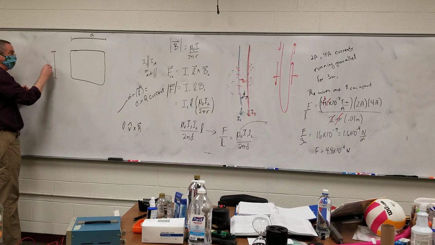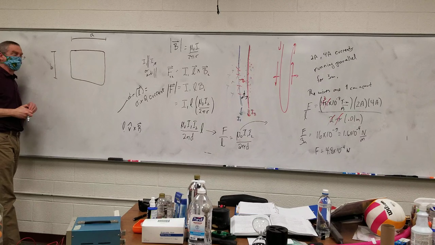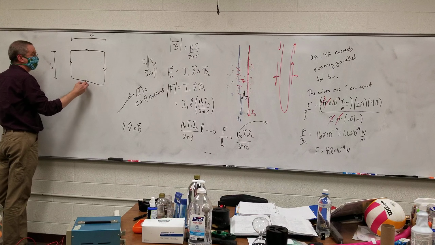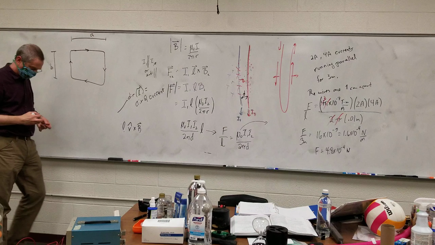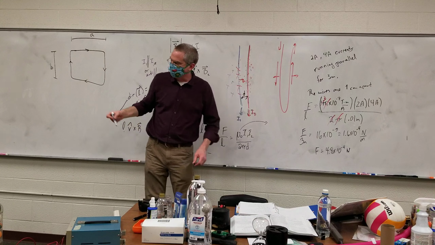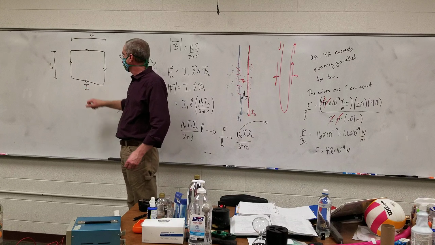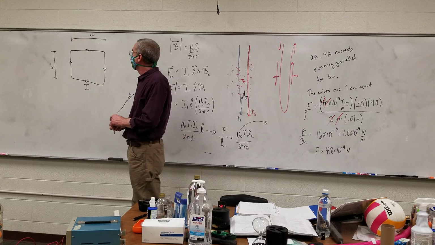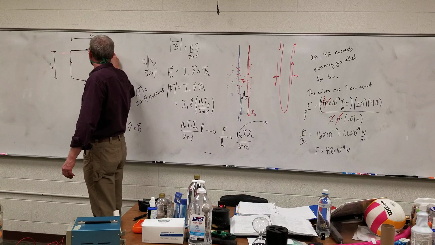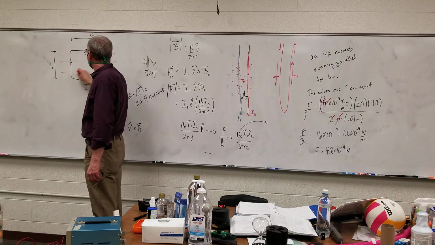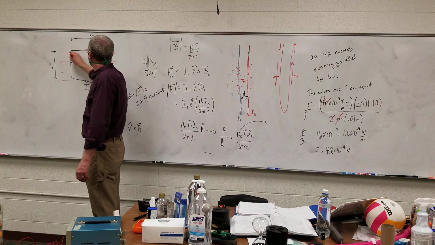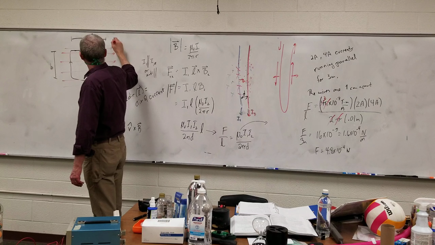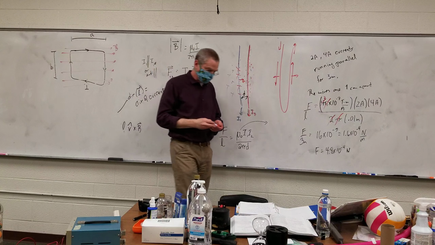We have a rectangle of wire here, dimensions A times B. Let's have the current flow clockwise. Now I have a magnetic field, a uniform magnetic field, just because we can, going to the right.